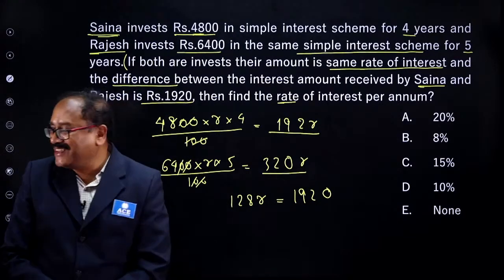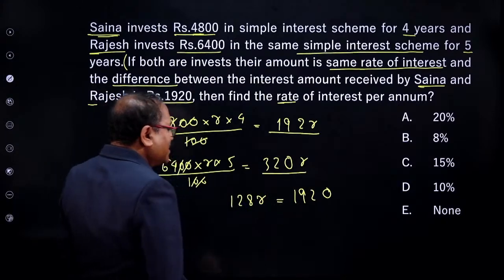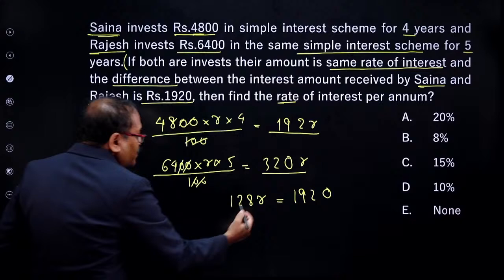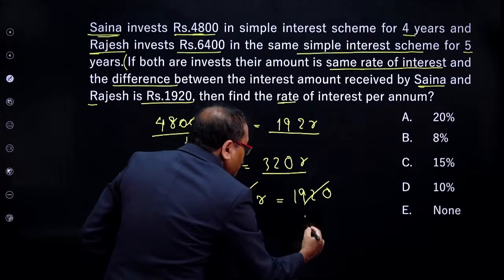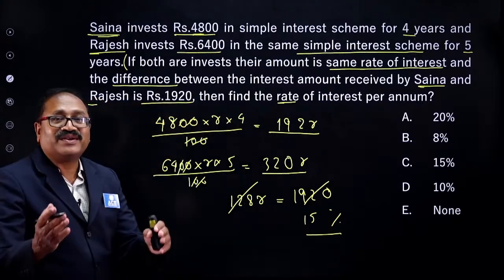चलिए आप तो बता दीजिए. So I notice that this is getting cancelled by 15 times. So simply cancel this one. That's R is equal to 15. So 15%, that should be your answer.